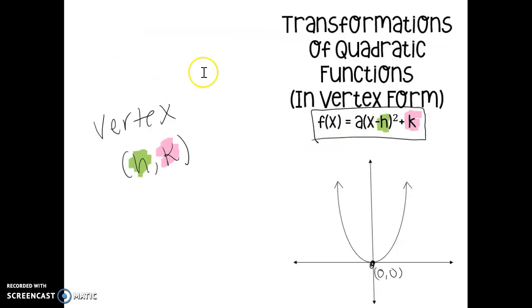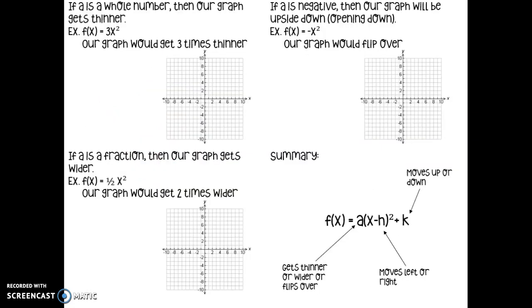We can also change the values at the beginning, our a values. Those aren't in our vertex, but they do impact the shape of our graph. So if a is a whole number, our graph will get thinner. It'll still stay at (0, 0), but it'll become skinnier. If a is a fraction, our graph will get wider.